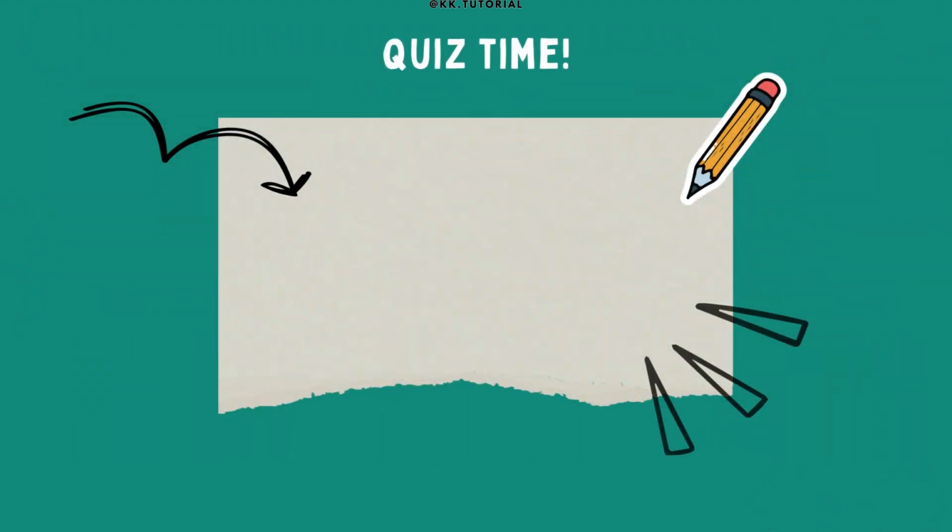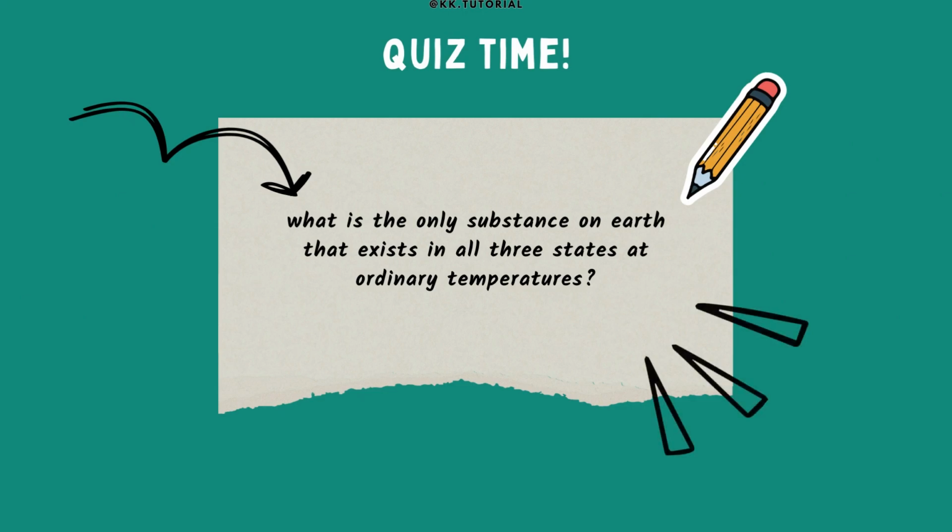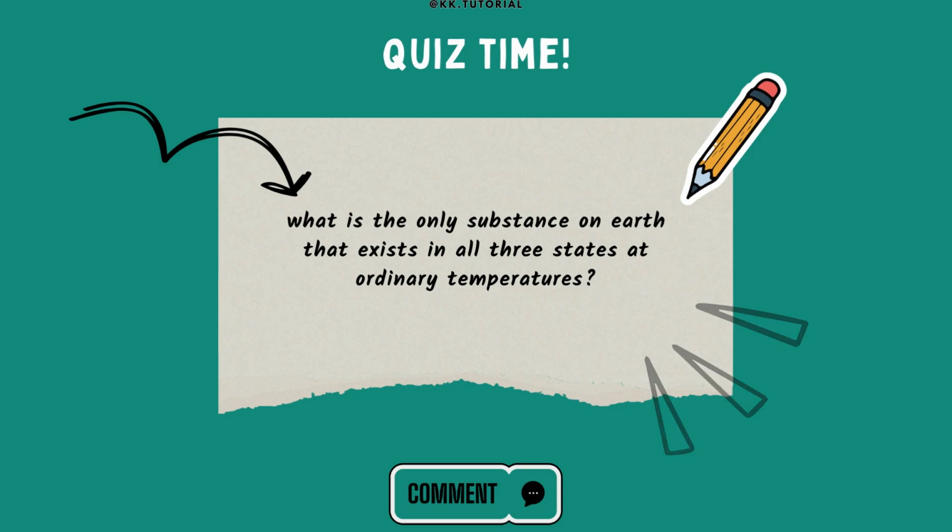Quiz time. What is the only substance on earth that exists in all three states at ordinary temperatures? So my dear students, if you know the answer then answer it in the comment section.